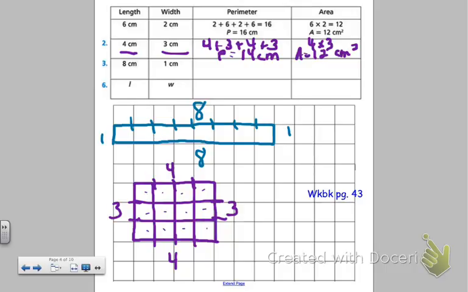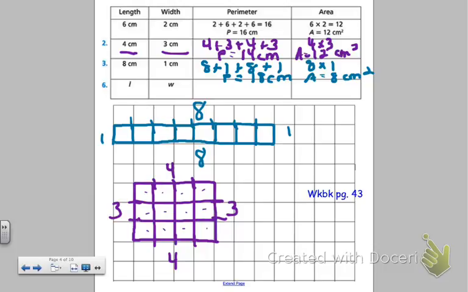If I want to find the perimeter, I'm going to have to add up all those sides. The total length all the way around, 8 plus 1 plus 8 plus 1, is going to give me a perimeter of 18 centimeters. Area, well, you can kind of see it's pretty obvious that it's only made up of 8 square centimeters. Or you can multiply your length times your width. 8 times 1 is going to give you 8 square centimeters.